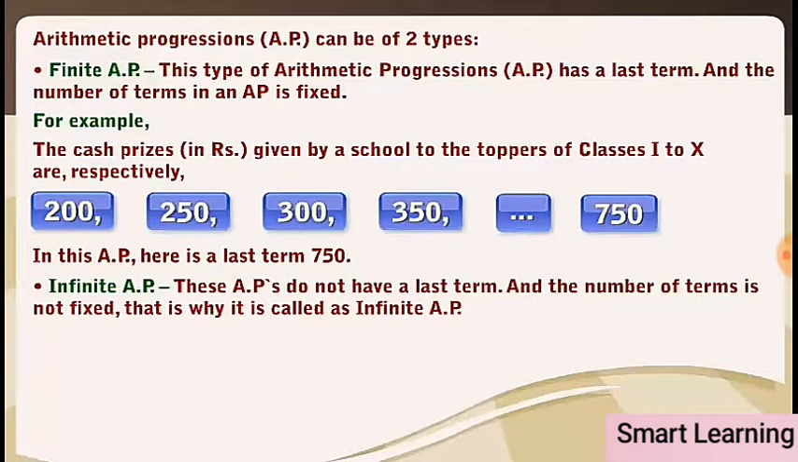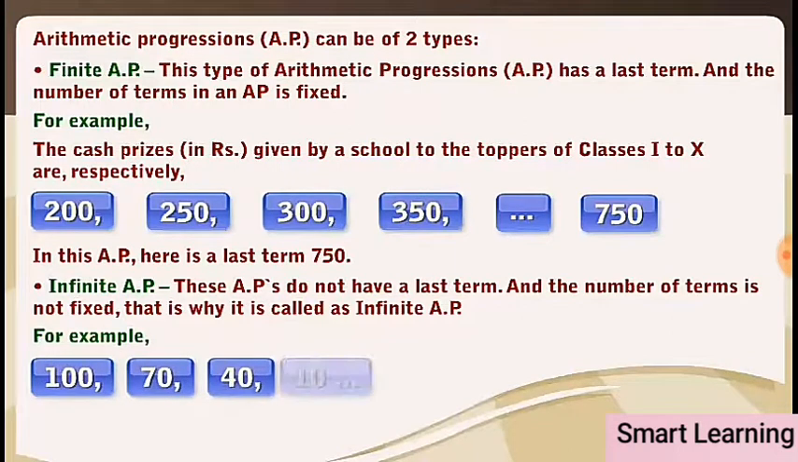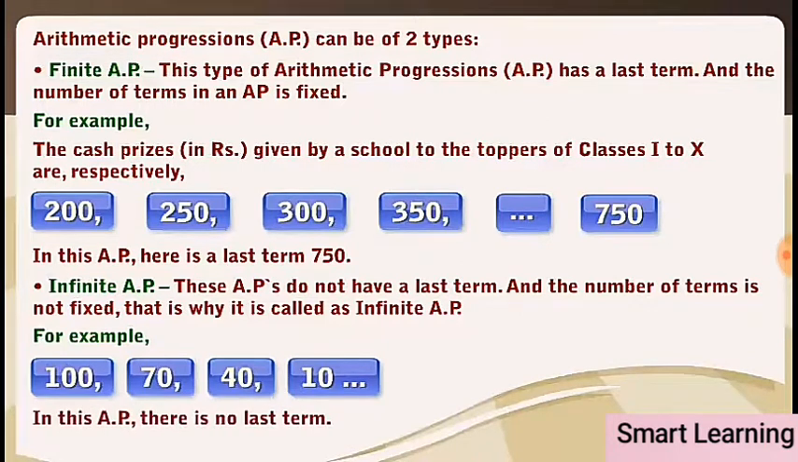Infinite AP. These APs do not have a last term, and the number of terms is not fixed. That is why it is called as infinite AP. For example, 100, 70, 40, 10, and so on. In this AP, there is no last term.